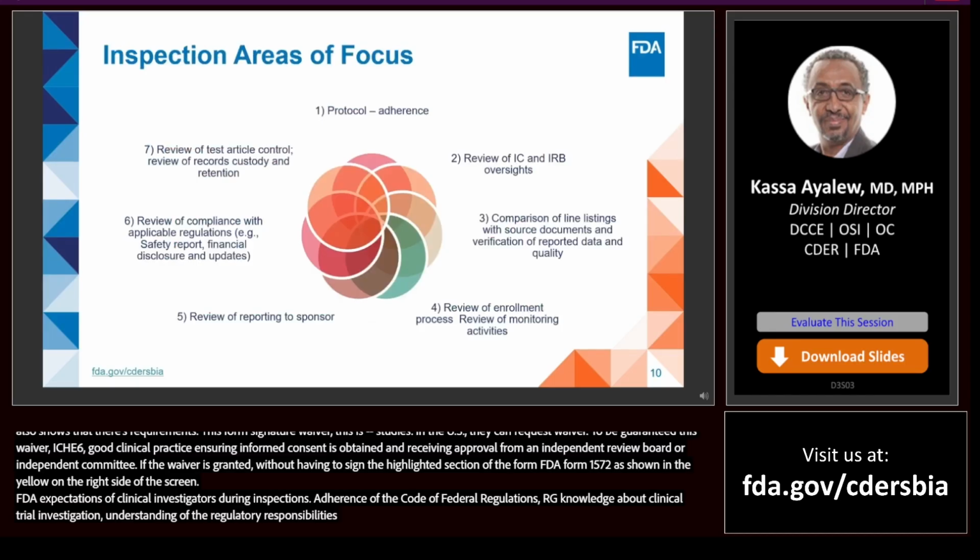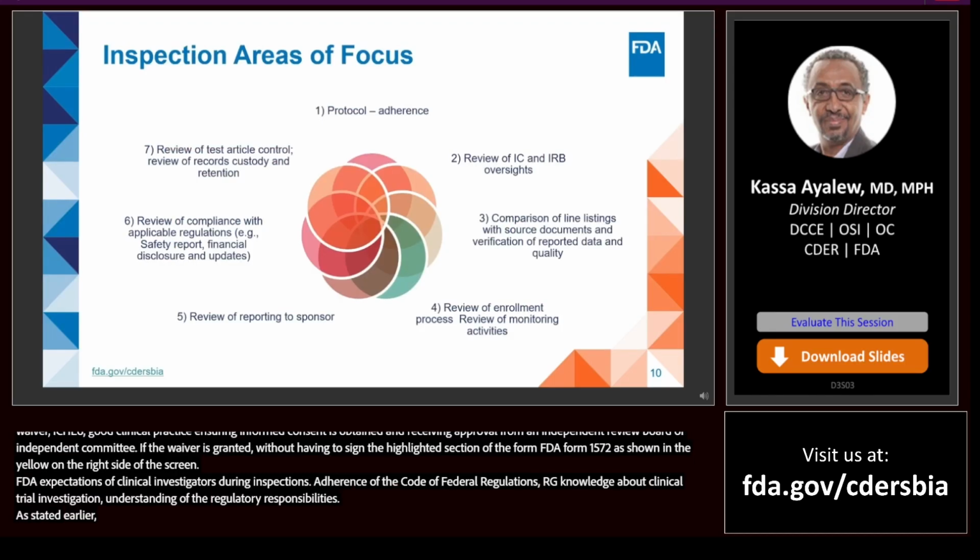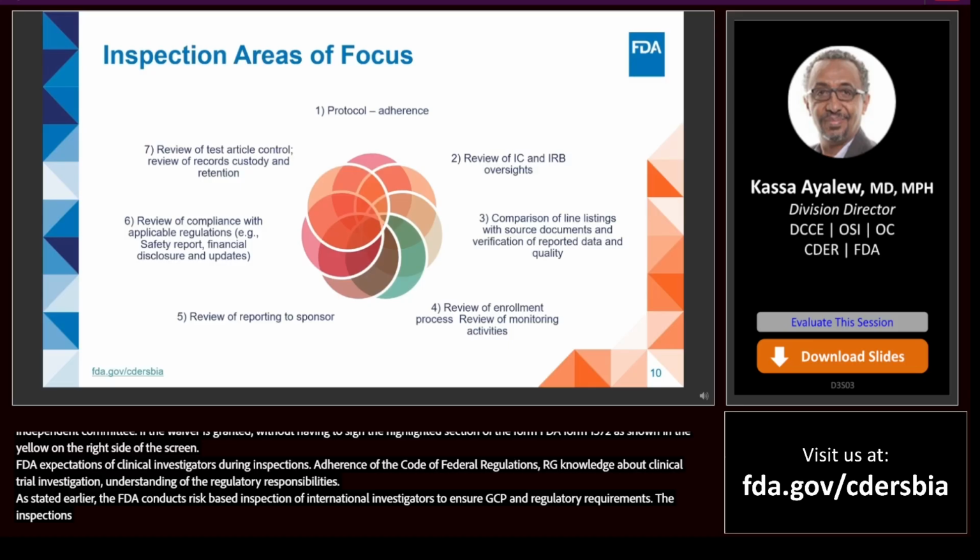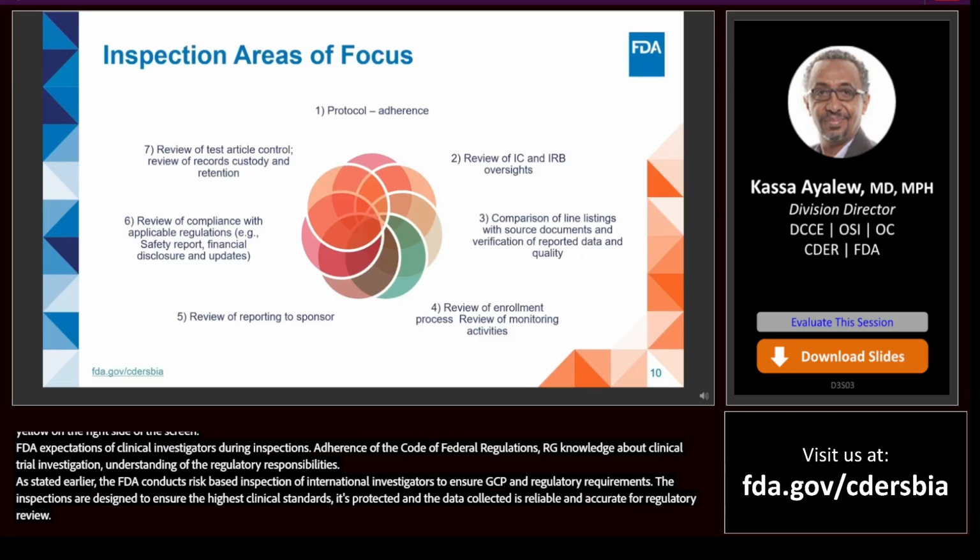As stated earlier, the FDA conducts risk-based inspection of international clinical investigators to ensure adherence to GCP and FDA regulatory requirements. The inspections are designed to ensure that clinical trials are conducted with the highest ethical standards, the participant safety is protected, and that the data collected is reliable and accurate for regulatory review. The focus of clinical trial inspections includes ensuring strict adherence to the approved protocol, verifying the informed consent process and IRB oversight, and comparing line listings with source records to confirm data accuracy and quality.